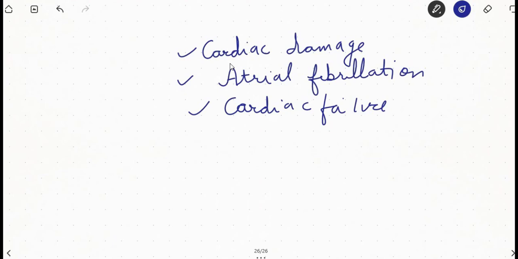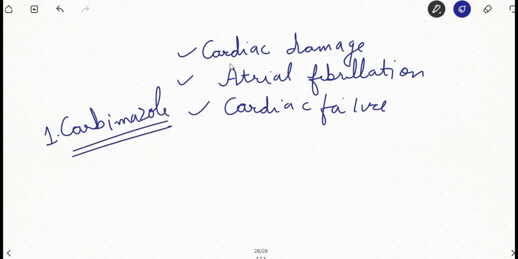Now the drugs we discussed that are given, number 1 is carbimazole. So what is the mode of action of carbimazole? It blocks the oxidation of iodide to iodine. So it blocks the oxidation and coupling reaction, thus reducing T3, T4 levels. The dosage of carbimazole is 10 milligram.